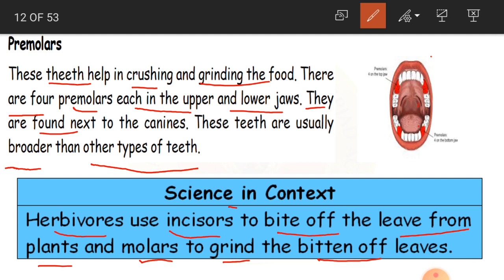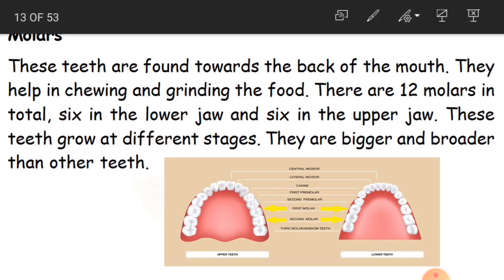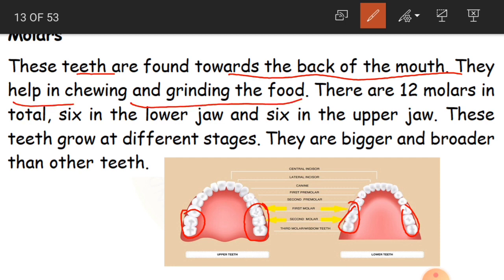Molars are the completely backside teeth. I will just show you here now. See here, molars. Are you able to see, children? These teeth are found towards the back of the mouth. Completely at the back. Are you able to see this? So these are nothing but the molars. And after these molars you will have the premolars. They help in chewing and grinding the food. These teeth also help the food to be chewed and ground.